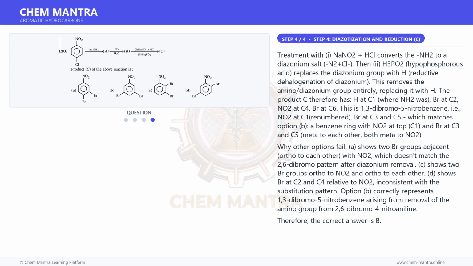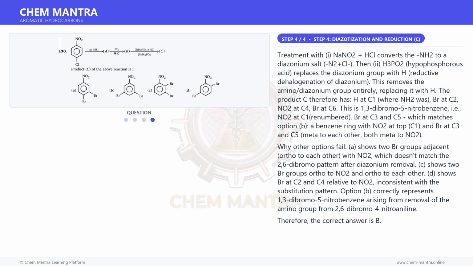This is 1,3-dibromo-5-nitrobenzene, i.e. NO2 at C1, renumbered Br at C3 and C5, which matches option B, a benzene ring with NO2 at top, C1, and Br at C3 and C5, meta to each other, both meta to NO2.